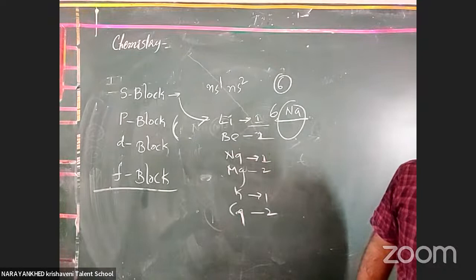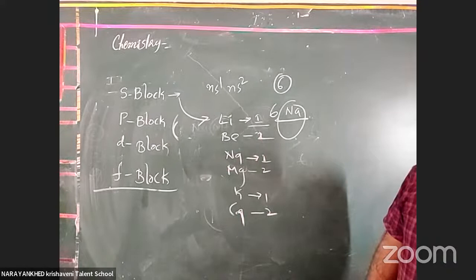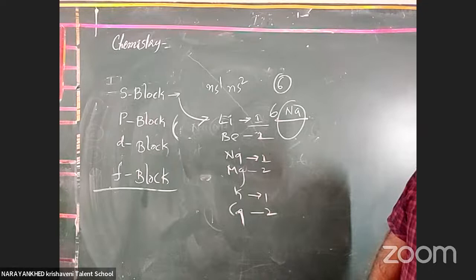After this, we have one more property. They show fixed valency and oxidation state. The outermost electrons are ready to be lost to form M plus or M two plus ions. Already they are metals, and their salts impart a golden yellow color to the flame. The elements of this group have a large size and a strong reducing nature.